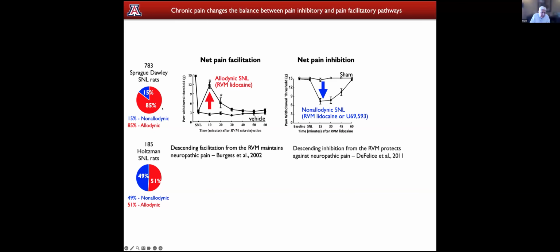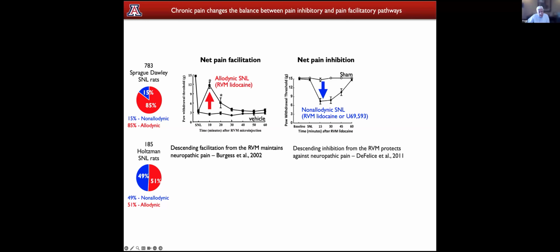And then we became aware of another strain of rats that was being investigated, through conversations with the laboratory of Tony Yaksh. These were Holtzman rats, a sort of cousin of the Sprague Dawley rat. We did some experiments with 185 of these animals. These animals were thought to be resistant to neuropathic pain. And in fact, we found that about 50% of these animals were classified as allodynic, injured, but about 50% were injured, but not allodynic.